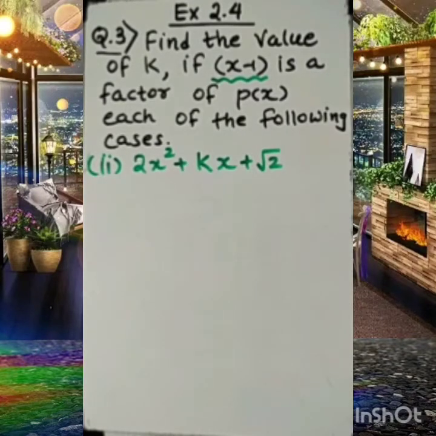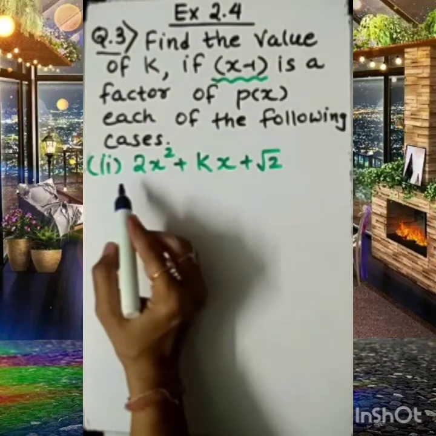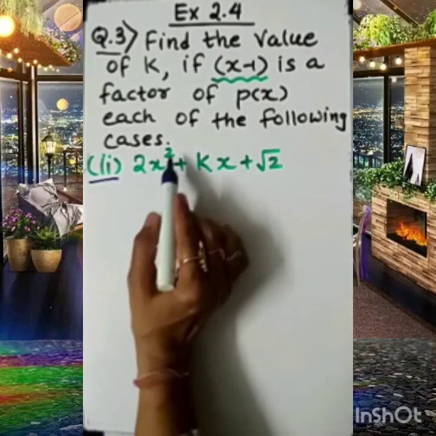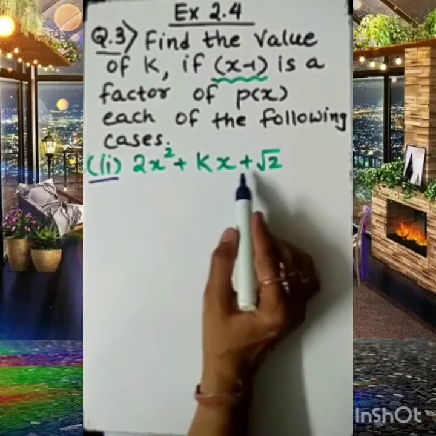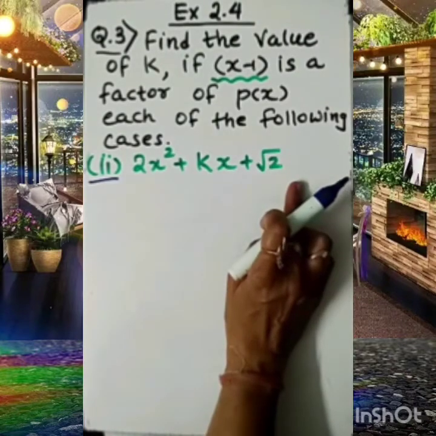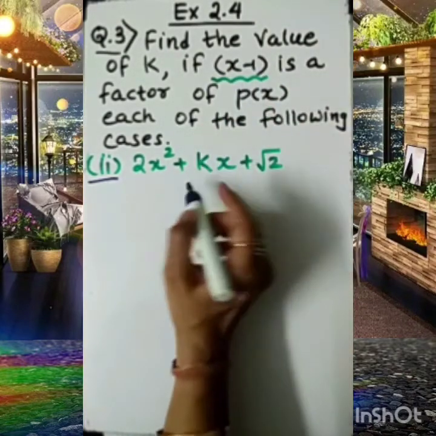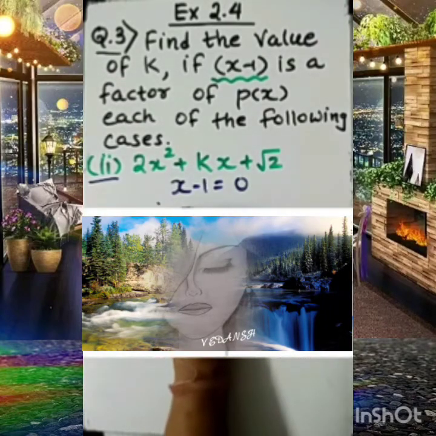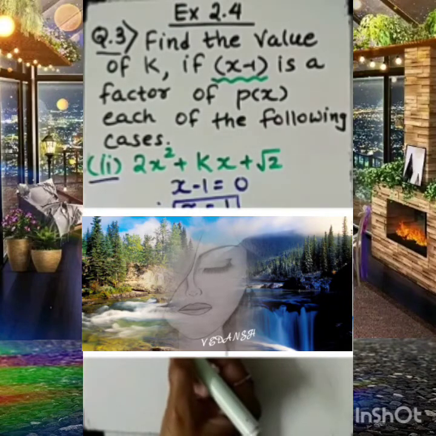So dear student, now let's work out on the same. For the same, you can see the same question, but it's the second part. The question is 2x square plus kx plus under root 2. This is the polynomial which we are given. Similar procedure as we did in the first question, we are applying x minus 1 equal to 0. Therefore, x will be 1 here.